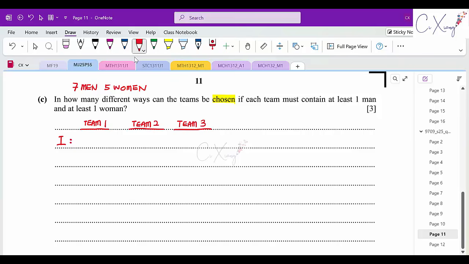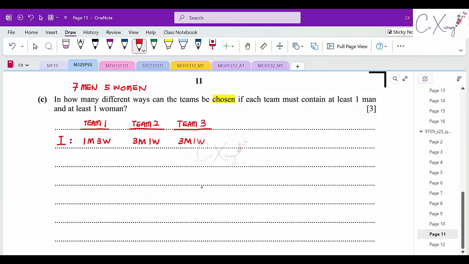For the number of men, I can set 1 man here, then maybe separate equally for the other groups, 3 men and 3 men. Then how about the women? If this is 1 man, for this group it must be having 3 women. Then for the other 2 groups, it must be having 1 woman and 1 woman. So you can see that for the total of the 3 teams, it is nicely divided with at least 1 man and at least 1 woman in the group. The total of the women is 5 and the total of the men is 7. So this is the first possible case that I have.